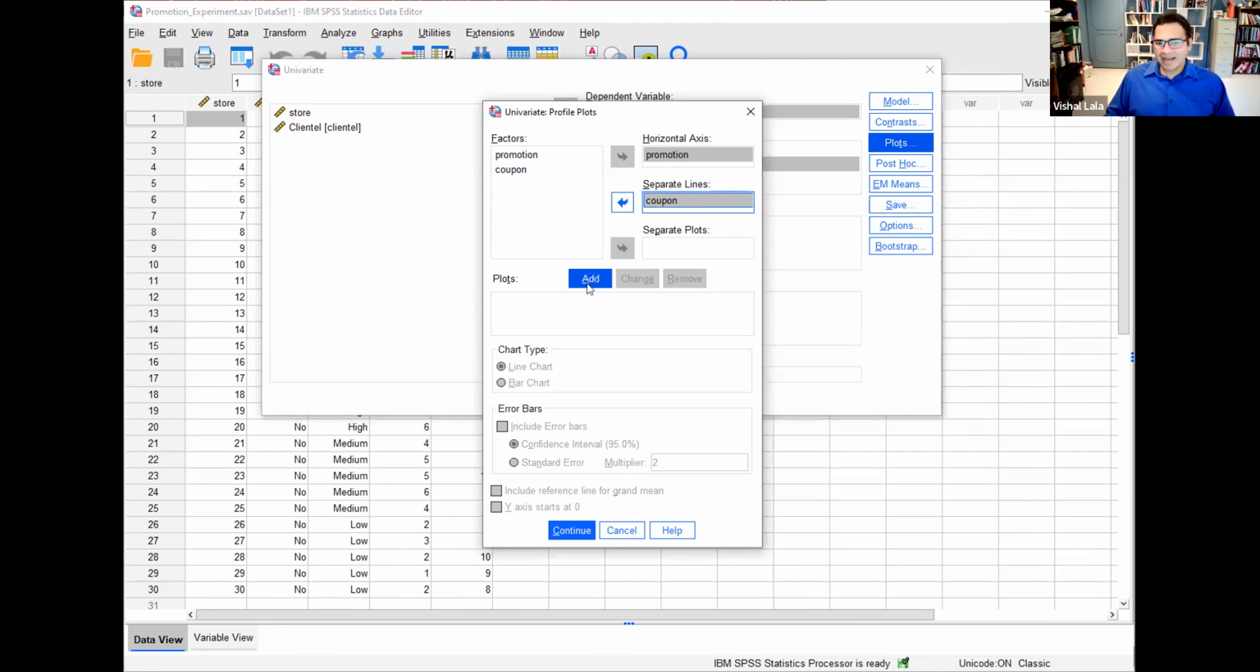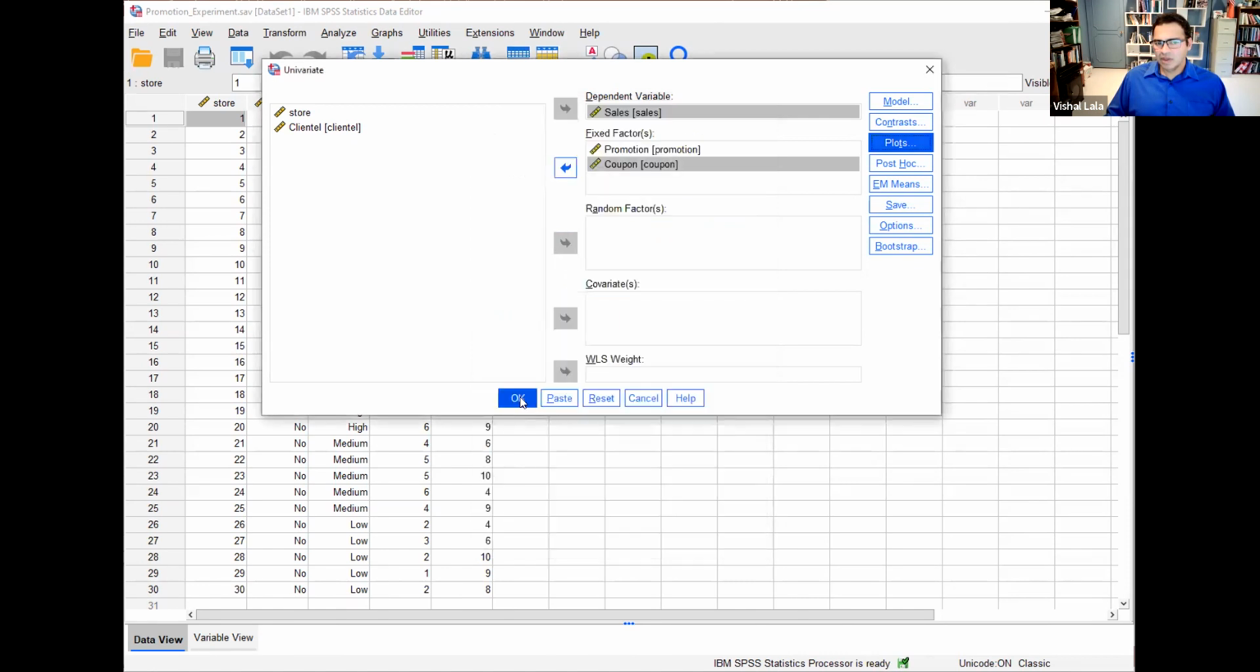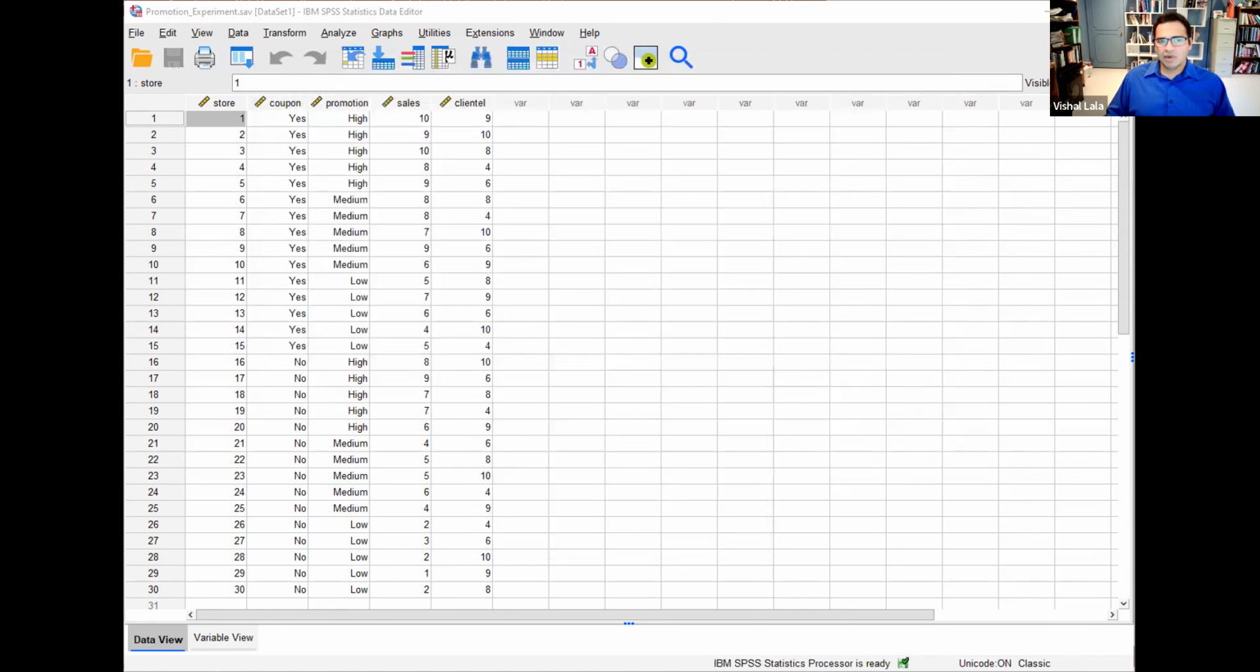I'm going to hit add, this is an important part, to put it down in the plots. And that's it. Continue, and hit the OK button. Let me head over now to the output window to see what SPSS did for us.